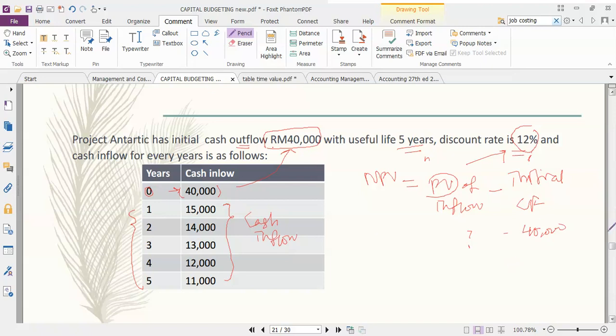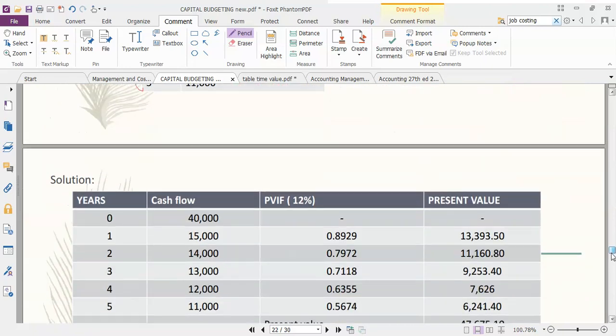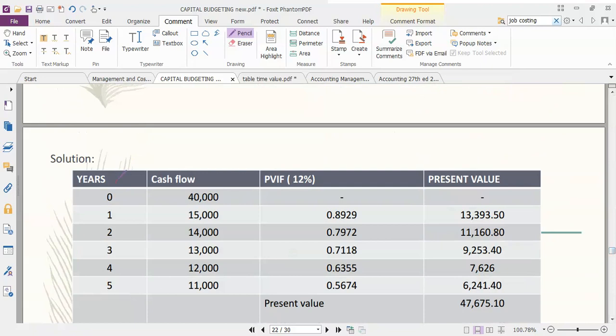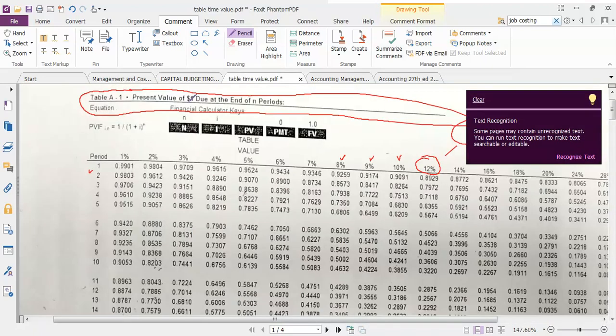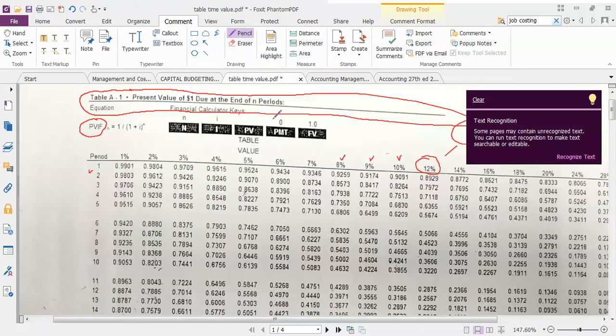Okay. So macam mana kita nak buat tabulation tu? You kena create dulu solution. Inside the solution here, you kena buka table for years, cash flow ataupun cash inflow lah. Okay. Present value PVIF ni memang dia punya method dia lah ataupun kita kata formula dia. Okay, PVIF 12% and then berapa jumlah present value dia based on the 12%.